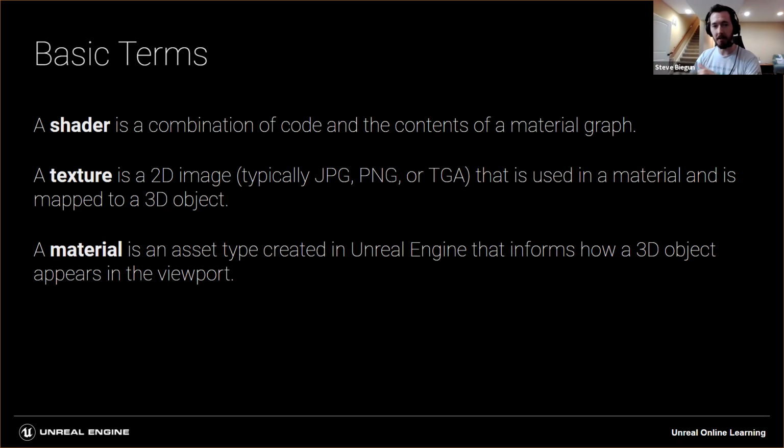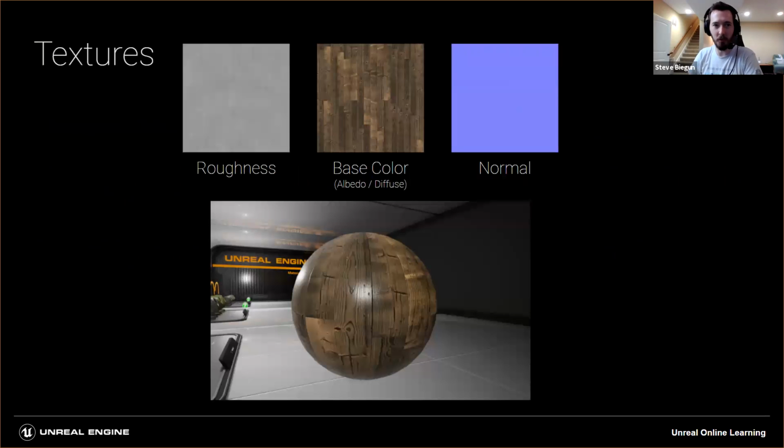A texture is a 2D image, typically a JPEG, PNG, or TGA, that is used in a material and is mapped to a 3D object. So that is the actual image of wood or bumpiness for wood. It is not the material itself. A material is an asset type created in Unreal Engine that informs how a 3D object appears in the viewport. And that is, simply put, just code at the end of the day. So a texture goes in a material, and a material makes up a shader. So that's the hierarchy and the nomenclature we'll use going forward.